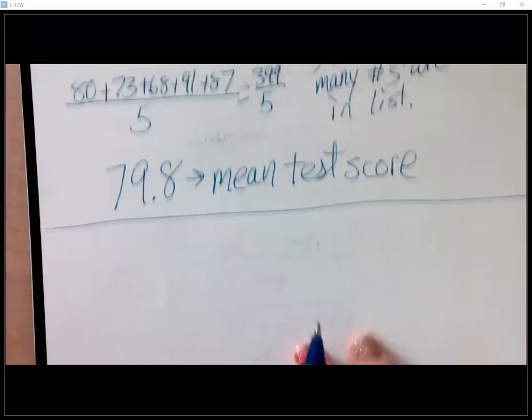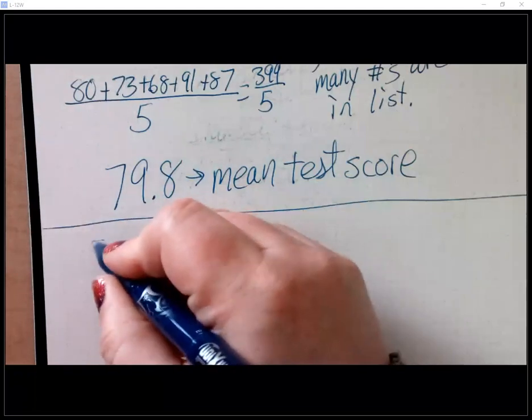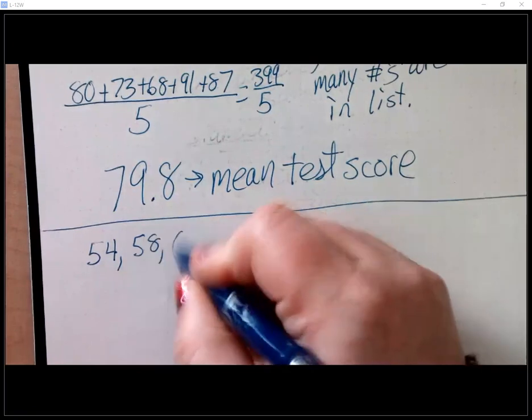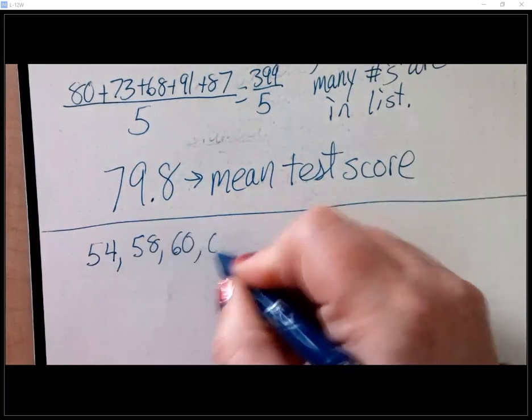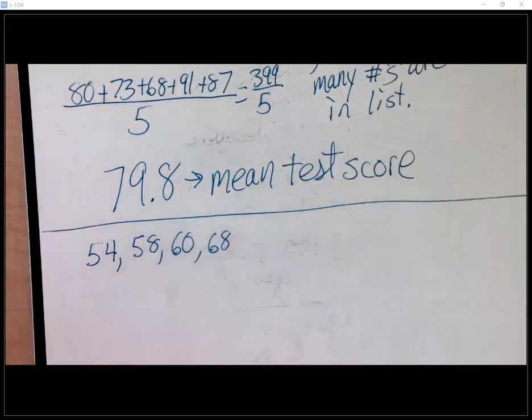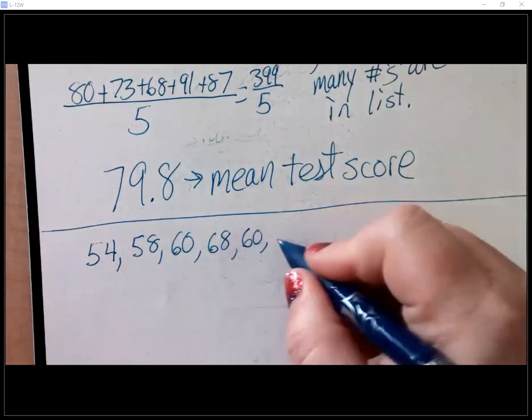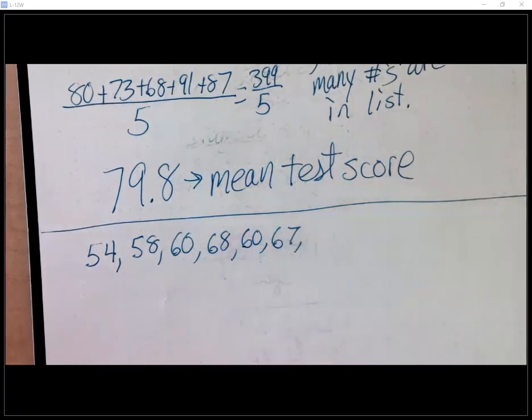So today's temperature, I'll do the highs, 54, 58, 60, 68 on Sunday. Yes. Monday will be a 60. Tuesday will be a 67. We'll do a full week's worth. And then Wednesday is a 67.